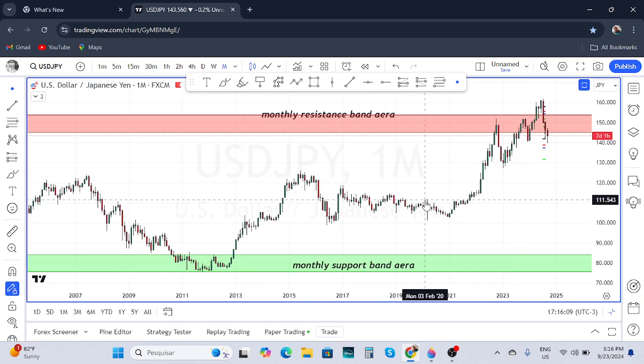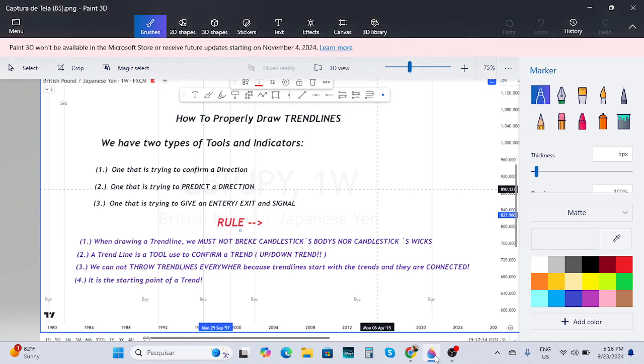So first of all, let's look at the text. I have some text I would like to share with you guys quickly. It says how to properly draw trend lines. We have two types of tools and indicators: one that is trying to confirm the direction, one that is trying to predict a direction, and one that is trying to give an entry, exit or signal.